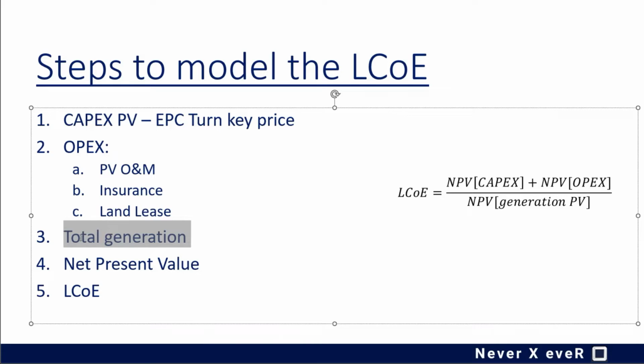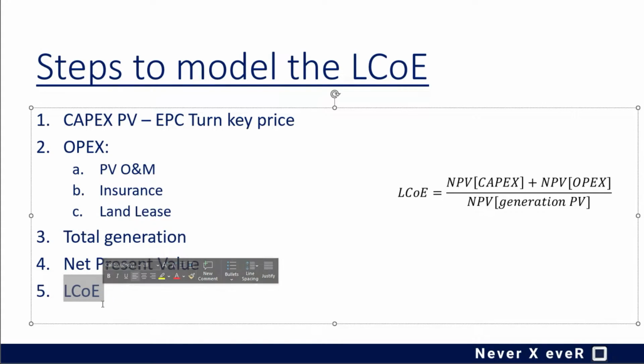Next, we're going to calculate the total generation. In this model, the generation is going to be basically a number. It's going to be given. Once we have the Capex, Opex, and the generation, which represent all three main components of our formula, we're going to be able to calculate the net present value. And after that, we're going to be able to calculate the levelized cost of electricity.